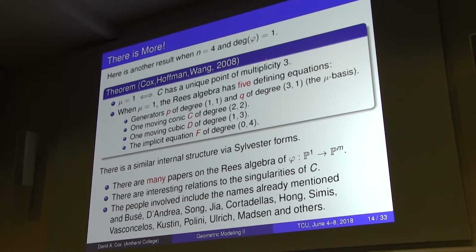but it turned out there's a similar internal structure for Sylvester forms, and this actually works any time mu is 1. It doesn't have to just be when n is equal to 4. It can be general n. And many people have written papers on this. There are relations to the singularities, and there's a long list of names.